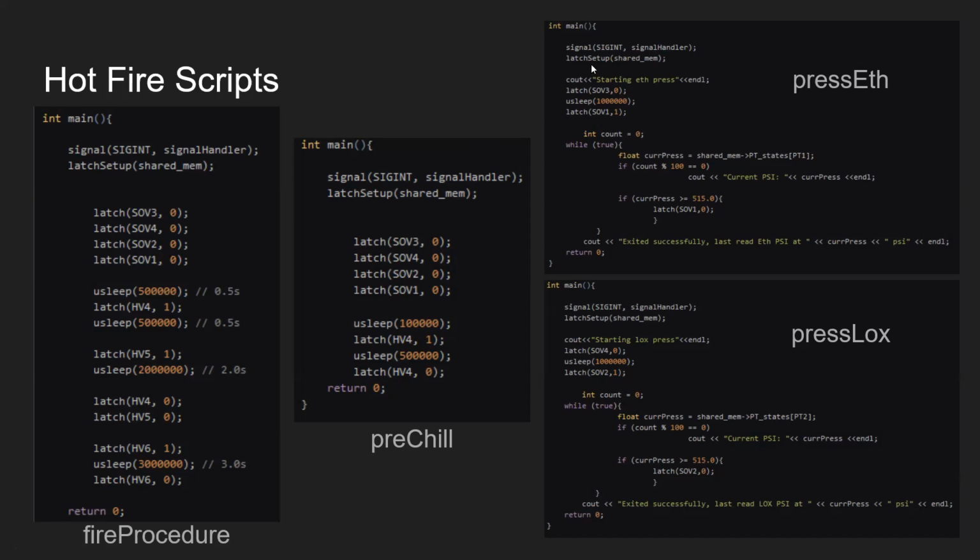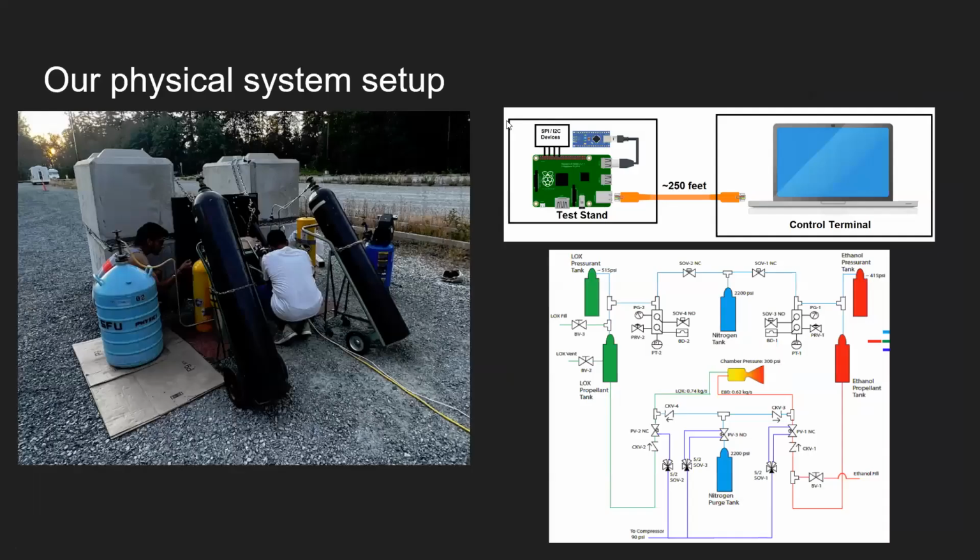Same with, okay, press F and press locks. These are loops that open up the locks or ethanol pressurant lines, so that'll be SOV2 and SOV1. They take pressure from this nitrogen tank and pressurize the tops of the locks propellant tank. So it creates pressure in the locks tank so that when we open up the valve to burn, all that locks just gets shot out.